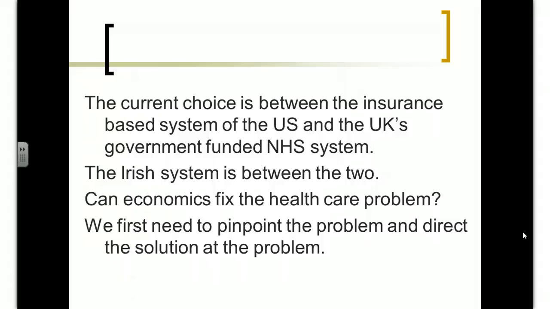So the Fine Gael proposal was one of fair care. I think it was the fair care proposal, based on the Dutch system of social insurance, that health insurance becomes compulsory. That rather than having some people with it and some people without it, everybody has it.